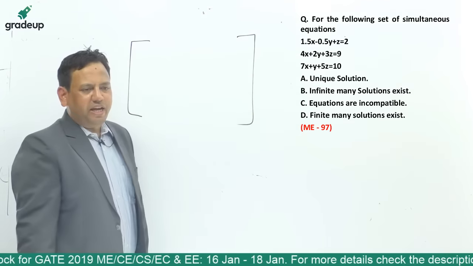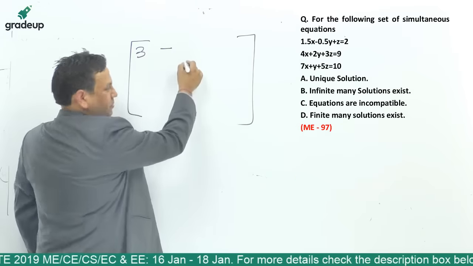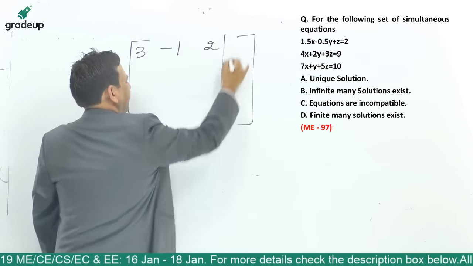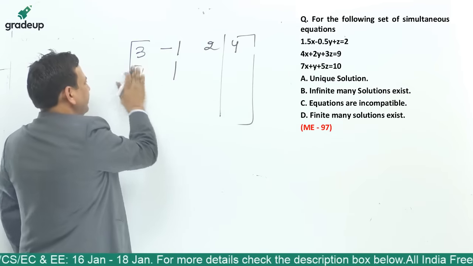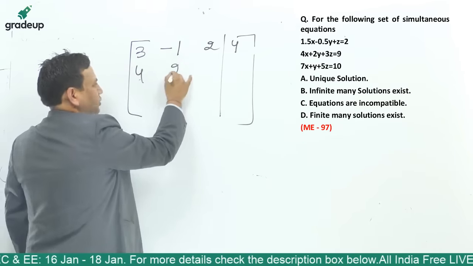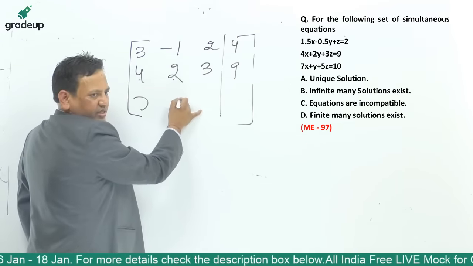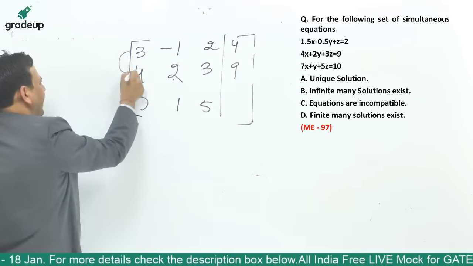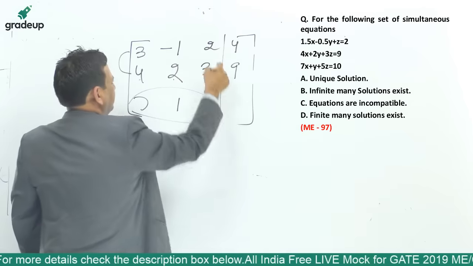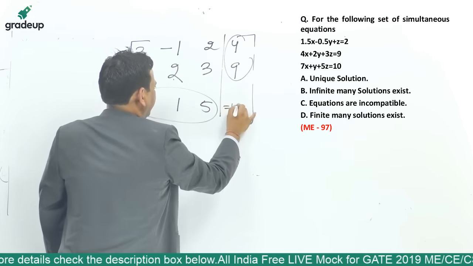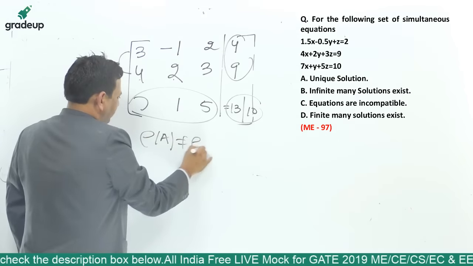I am just multiplying the first equation by 2. This is a 3, minus 1, 2, and this is a 4. This is a 7. This is 1. Sorry, this is a 4. This is 2. This is 3 and 9. This is 7. This is 1, 5. If you add these two, you will get the third one: 4, 3, 7, 2, minus 1, 1, 3, 2. But if you add this, you should get 13. But here it is 10. So the rank of A is not equal to the rank of AB.